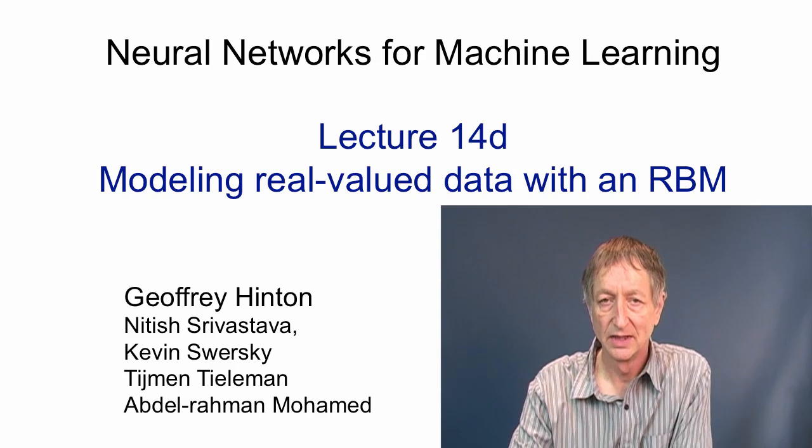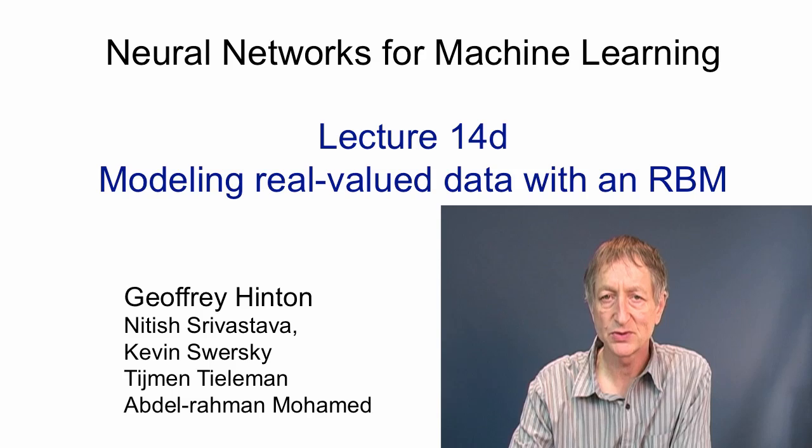In this video, I'm going to describe how to use an RBM to model real valued data. The idea is that we make the visible units, instead of being binary stochastic units, be linear units with Gaussian noise. When we do this, we get problems with learning, and it turns out a good solution to those problems is to then make the hidden units be rectified linear units. With linear Gaussian units for the visibles and rectified linear units for the hiddens, it's quite easy to learn a restricted Boltzmann machine that makes a good model of real valued data.